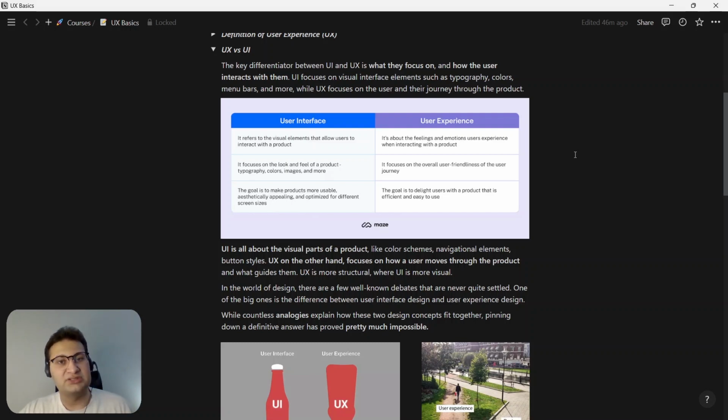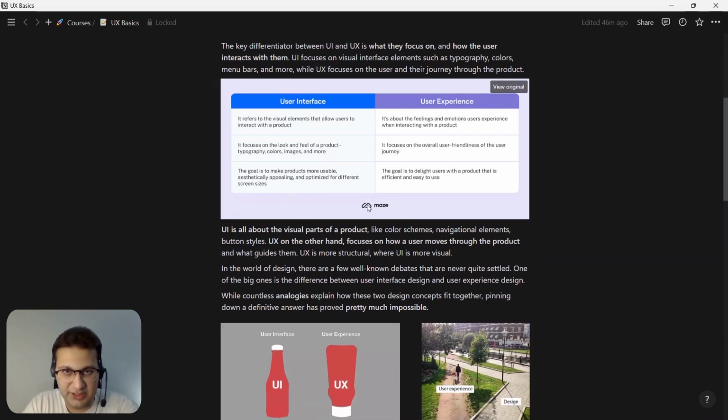So UI focuses on the visual interface elements such as the typography, colors, menu bars, and more, while UX focuses on the user and their journey throughout the product. So UX, as you can see right here, is more of an all-encompassing, holistic view of the product, of how the user is going through the entire journey from acquisition to the use to the later stages. But the UI is solely focused on how they will interact with it or what they will see.